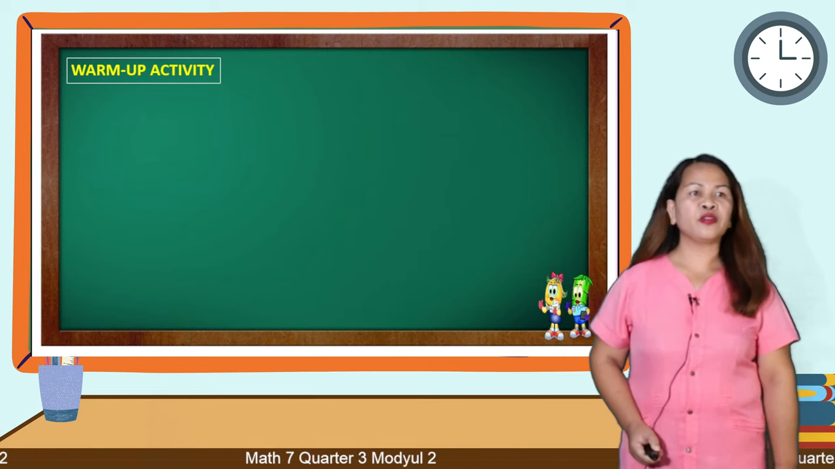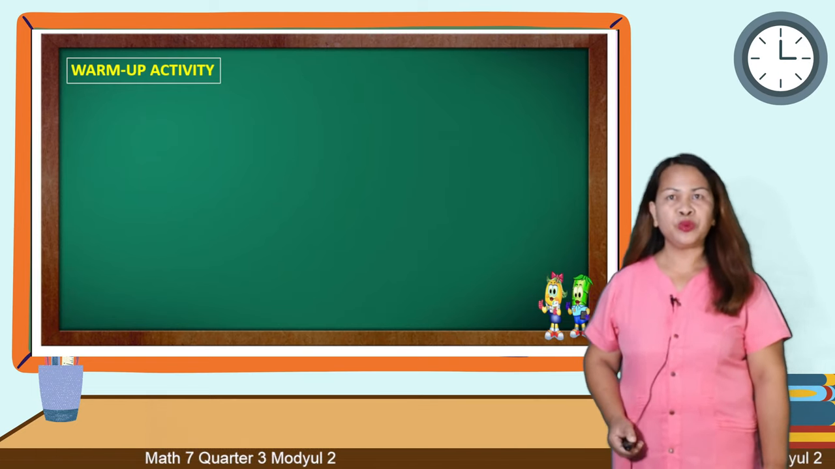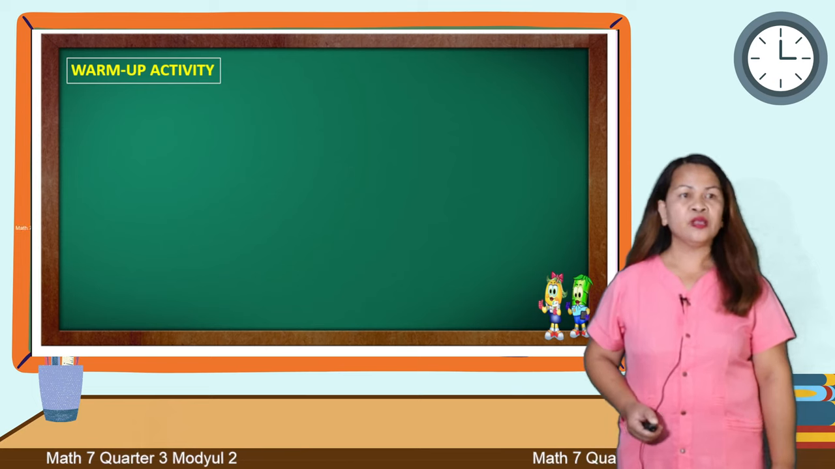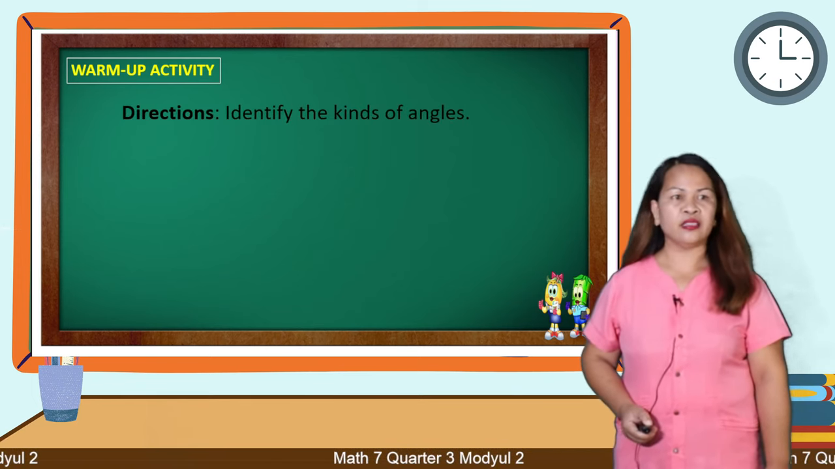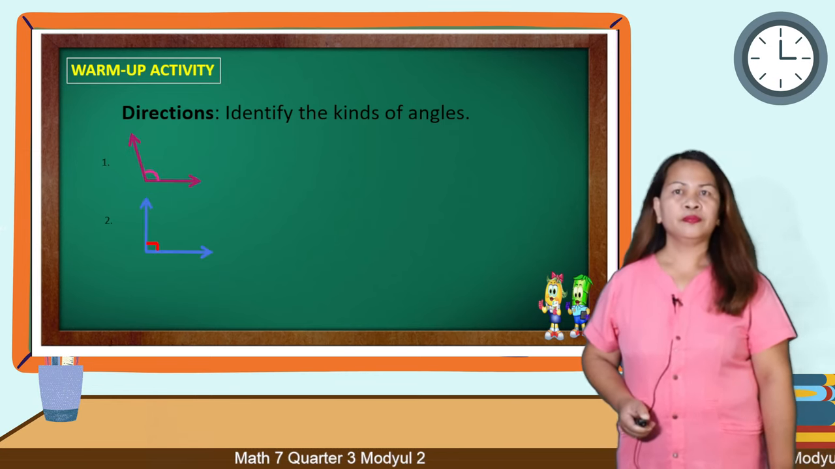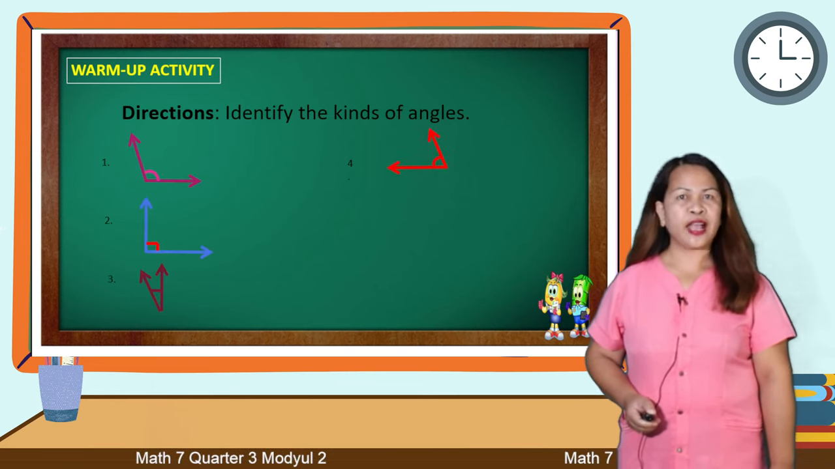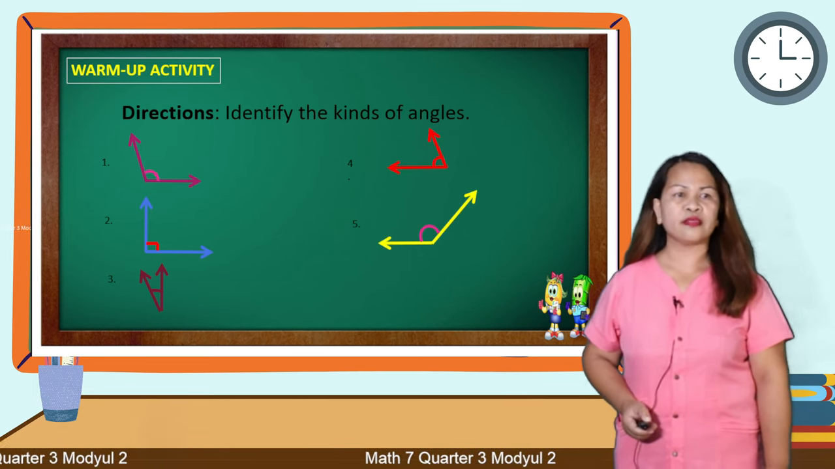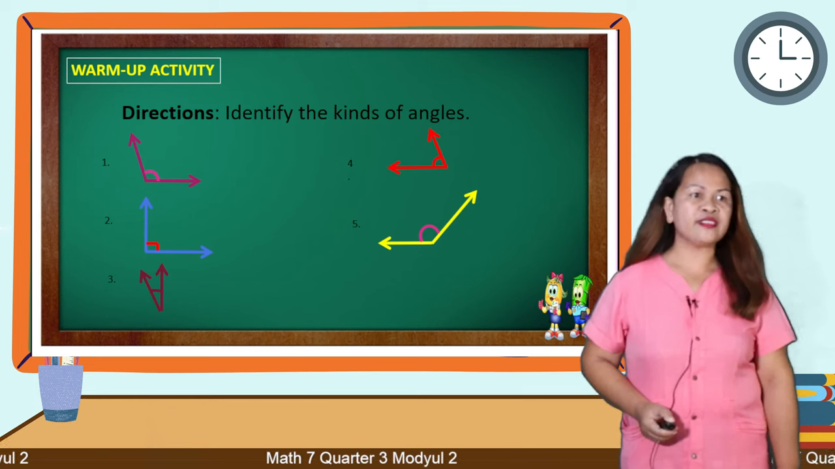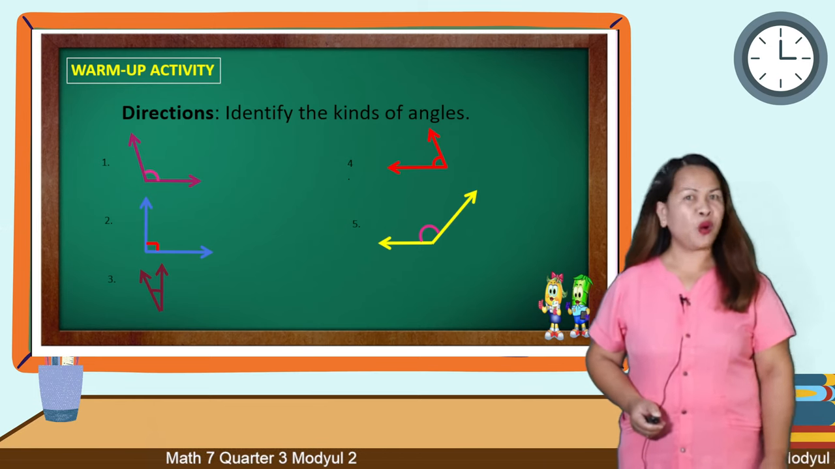Let us first review our past lesson by doing the warm-up activity. Okay, so the direction: identify the kinds of angles. I give 5 items for you to identify the different kinds of angles. You can type your answers in the chat box below. Don't be shy.